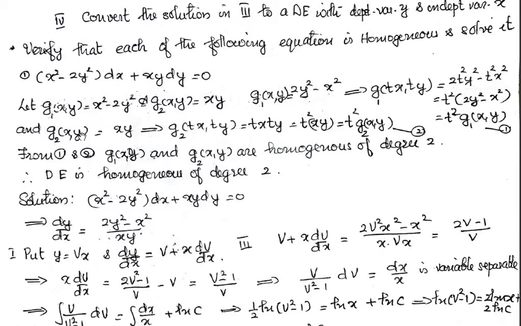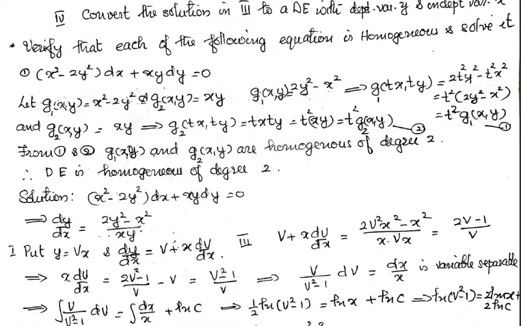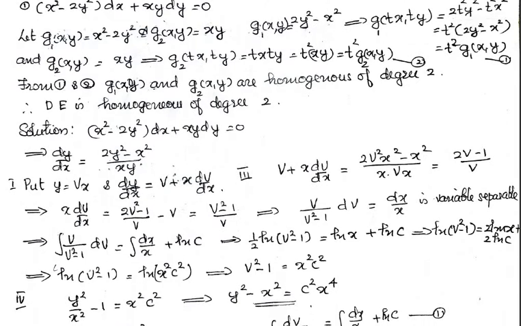Now consider the second quantity. It is g2 of x comma y, it is xy. Here, giving the substitution tx and ty to x and y, we get t square into g2 of x comma y. Thus both these M and N are homogeneous functions of the same degree 2. Now we can proceed to the solution.